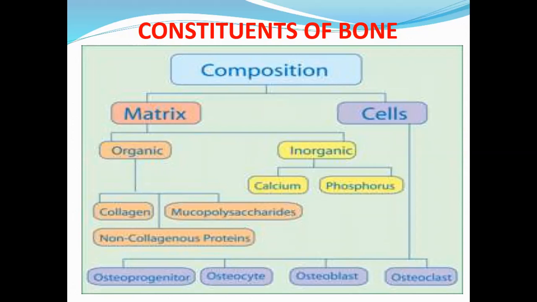Inorganic content includes calcium and phosphorus. If anyone asks you what the components of the bone are, we can say that calcium phosphates are found the most. So these are the inorganic components.